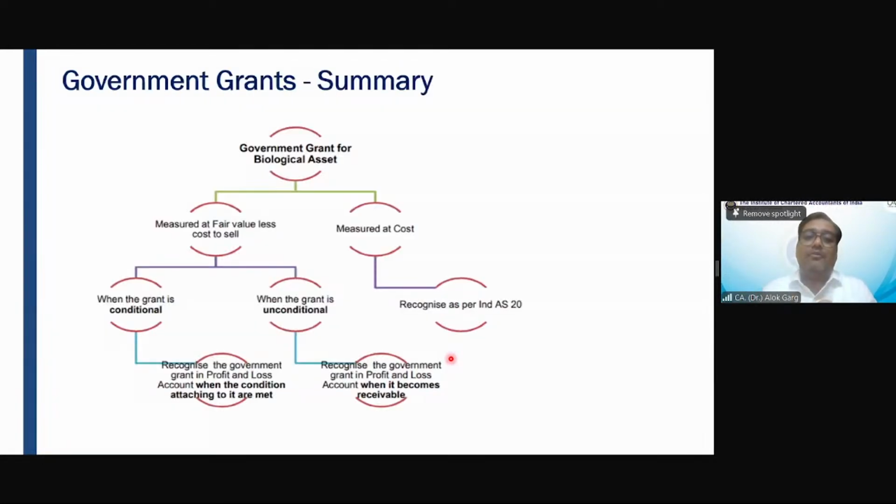Now let me take you to the government grants, right? And then we will do a comprehensive question of this entire Ind AS 41, correct? Have you already covered Ind AS 20 government grant standard? Was it covered? Yes, sir. Okay.